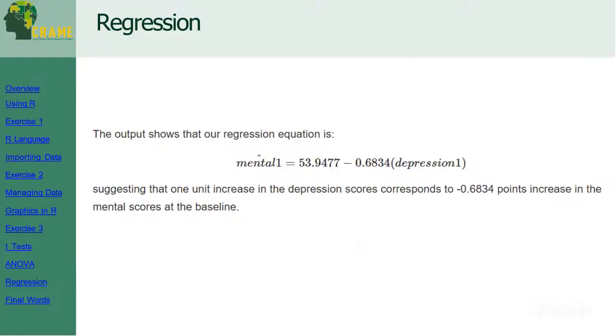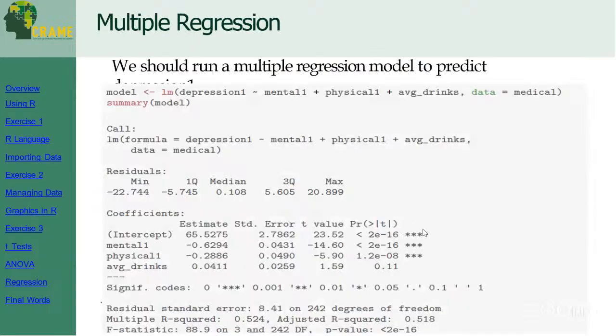Minus increase means decrease. So a 1 unit increase in depression is going to decrease the mental score by 68% at the baseline. That was it, right? Similarly, using regression, we can also use multiple regressions, meaning there are multiple independent variables.